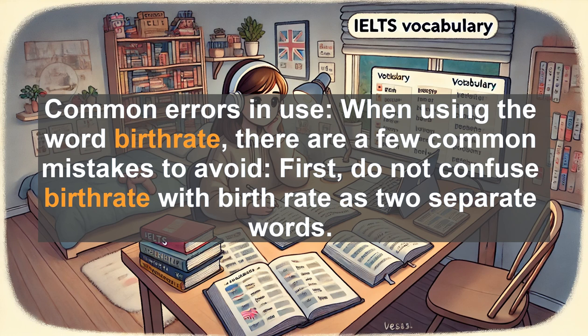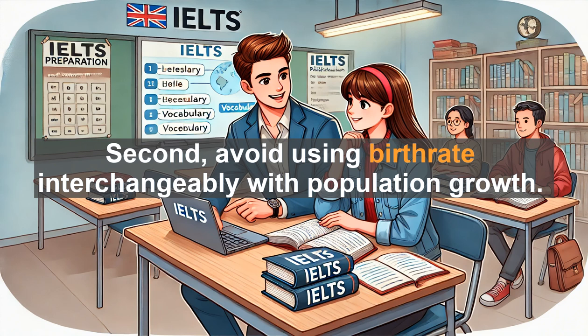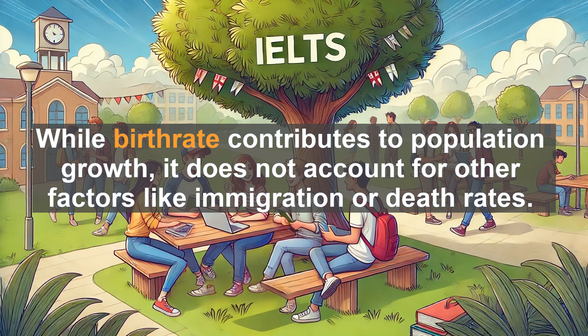Common errors in use. When using the word birth rate, there are a few common mistakes to avoid. First, do not confuse birth rate with birth rate as 2 separate words. Birth rate is the correct spelling as a single word. Second, avoid using birth rate interchangeably with population growth. While birth rate contributes to population growth, it does not account for other factors like immigration or death rates.